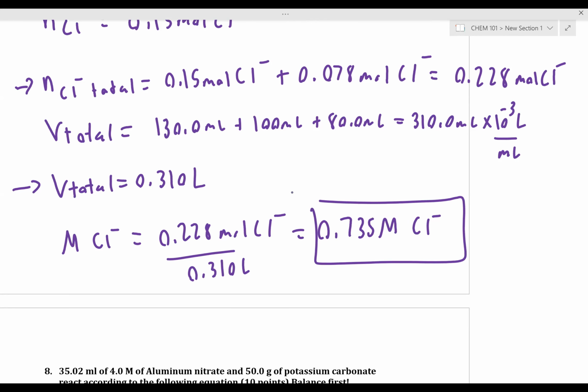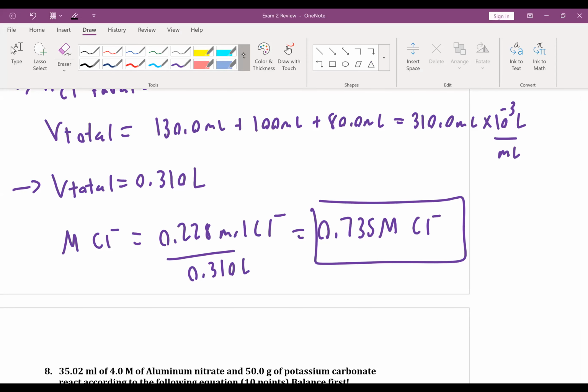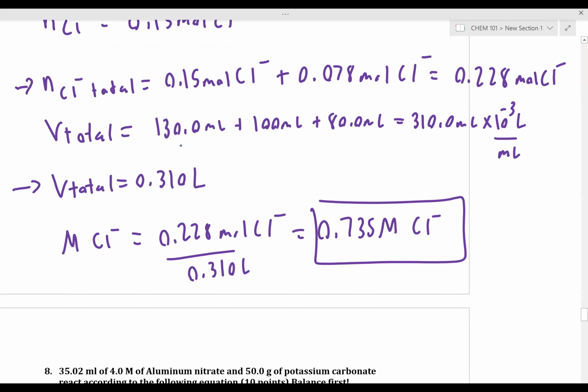Yes. So even though we didn't use the magnesium iodide, you still have to account for its volume, because it is still contributing to the total volume of the solution. That's where I messed up. I didn't add it. Yeah. So even though it's not contributing ions, it is still contributing a volume of water to your solution mixture.